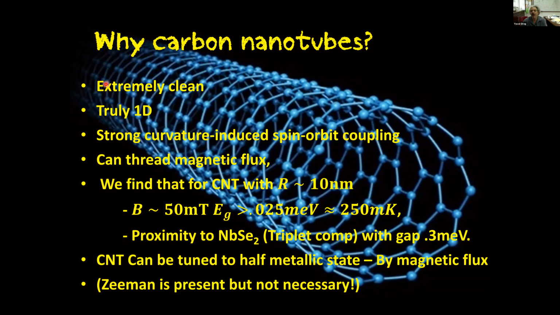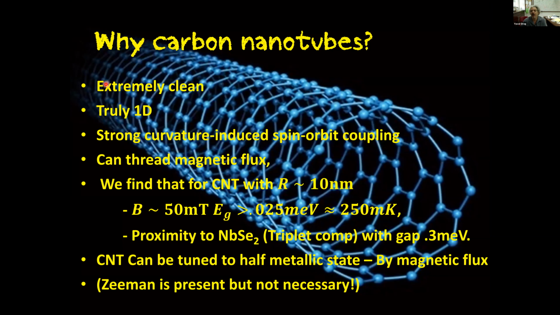And the key point is that we put the carbon nanotube in proximity to niobium diselenide material. This is one of these new transition metal dichalcogenide materials, which has a very strong triplet component. So we make use of this triplet component that has a 3 Kelvin gap.